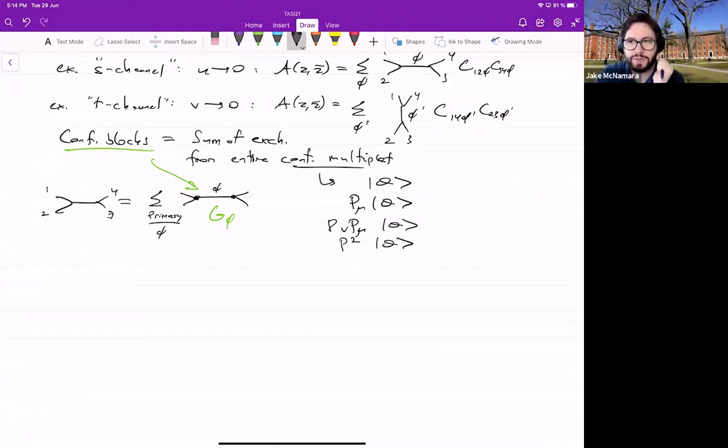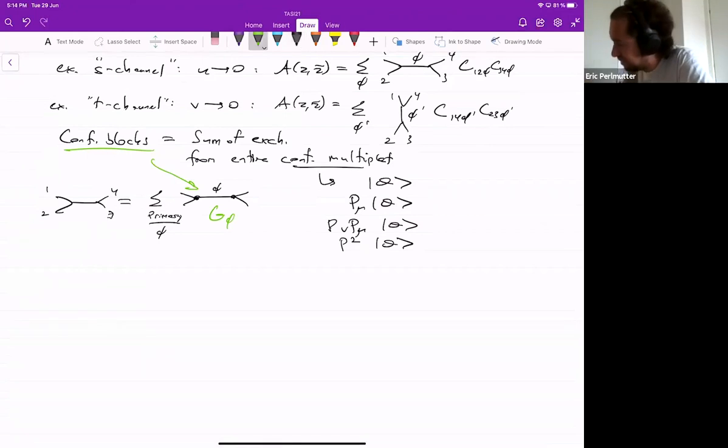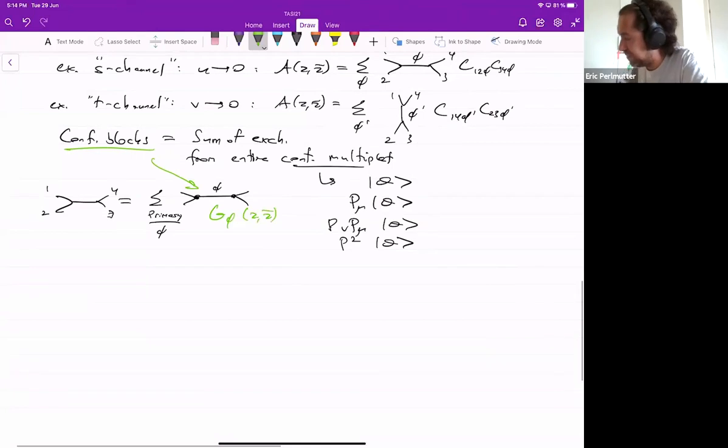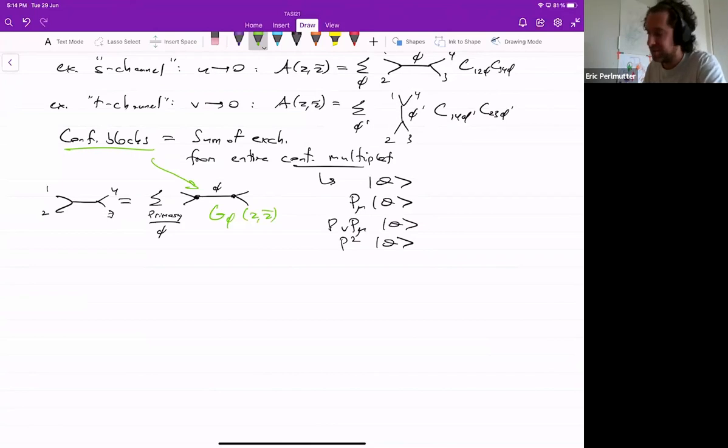So to be clear, the block is a function of Z and Z bar. All of the dependence on Z and Z bar is in the block, right? So the OPE coefficients are constants in this way of writing things, and all the Z and Z bar dependence is here, and the leading Z and Z bar dependence of the block depends on the quantum numbers of the exchanged operator phi. And then as you expand this block in powers of Z and Z bar, the coefficients of the subsequent powers of Z and Z bar also depend on those quantum numbers.